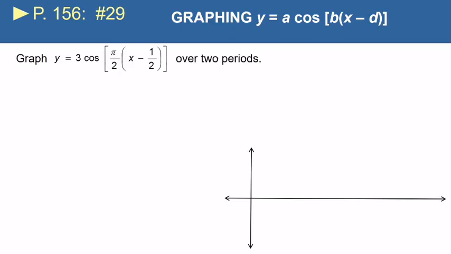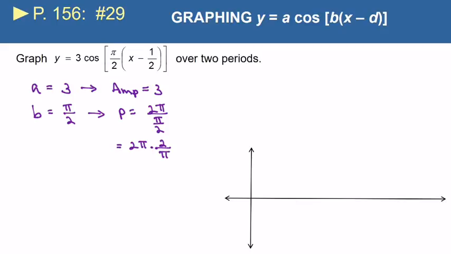Let's do an example where they've got the b in factored form. Okay, here is 3 cosine of pi over 2 times x minus 1/2. A is 3, and that means amplitude is 3. And b is pi over 2, and that means period is 2 pi over pi over 2. And you know that to divide by pi over 2 means to multiply by the reciprocal, and that means that the period is 4.